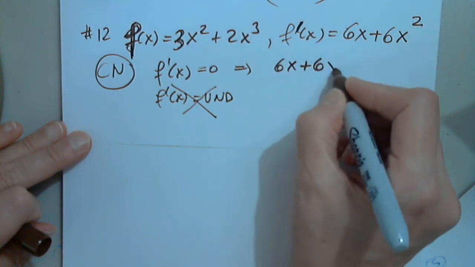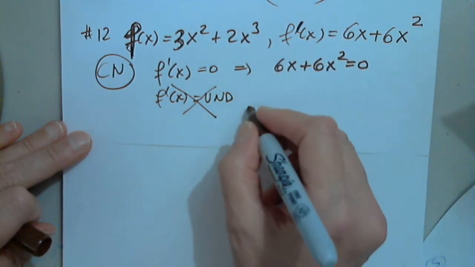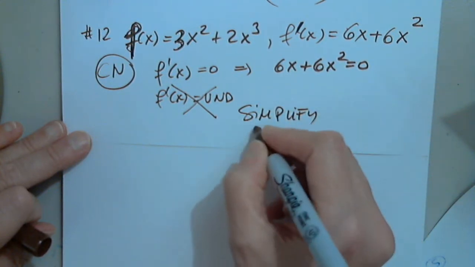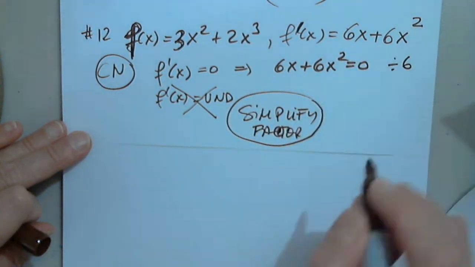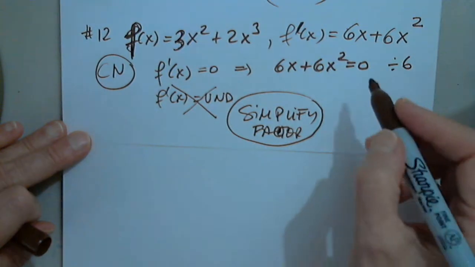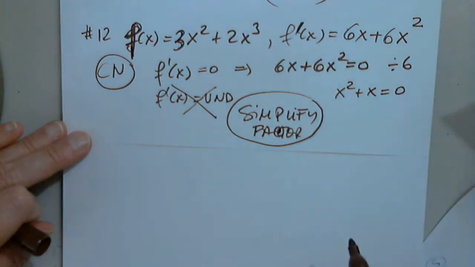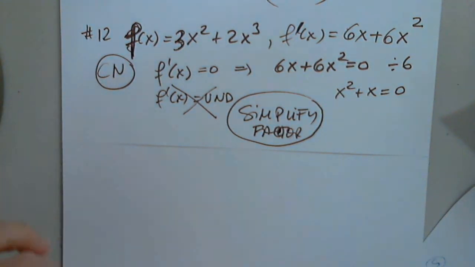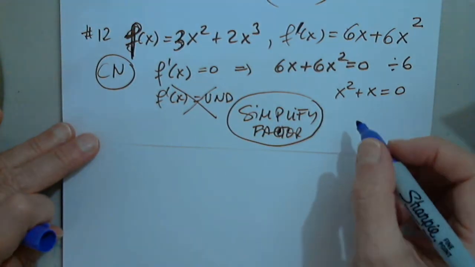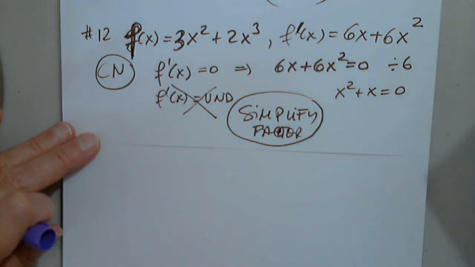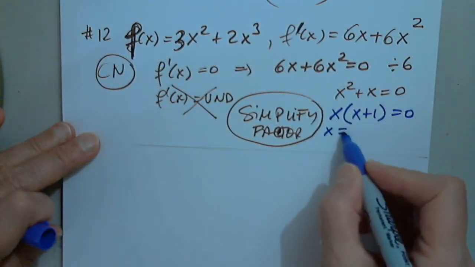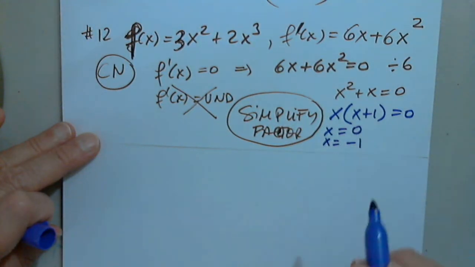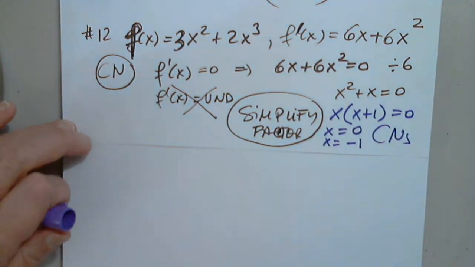So we want f prime being 0. So 6x plus 6x squared equals 0. Remember two key words, simplify and factor. At all times, this should be in the back of our minds. And of course, I'll divide both sides by 6 and arrange it correctly as x squared plus x equals 0. How do I proceed? What would be my next step here? Factor out an x. Very good. So x times x plus 1. And we have two critical numbers, 0 and -1. So these are the critical numbers of this function.